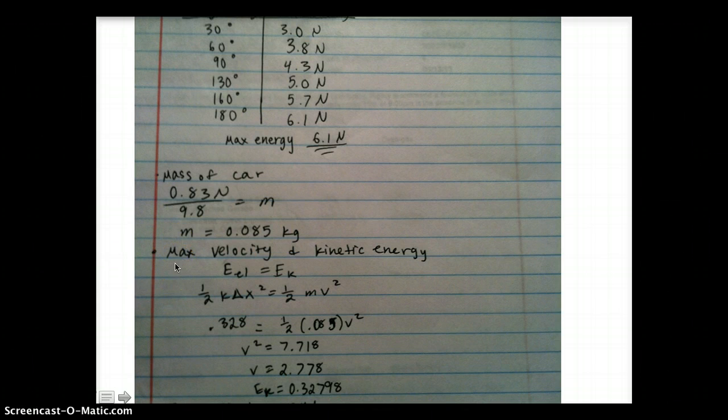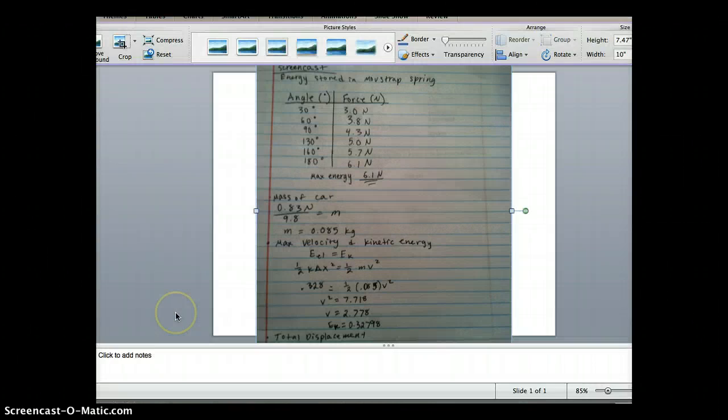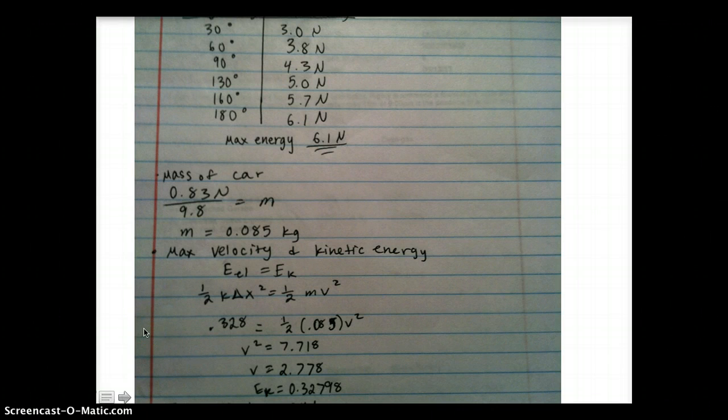Okay, and to find the max velocity and kinetic energy, I set the elastic energy equal to the kinetic energy. We know that the elastic energy equation is 1/2 k delta x squared, and the kinetic energy equation is 1/2 mass times velocity squared. The greatest elastic energy my car had was 0.328 joules. To find the kinetic energy, I put my mass as 0.085 kilograms, which we found here, times velocity squared, and I solved for v, and I got v is equal to 2.778. So that was my max velocity, and my max kinetic energy was 0.32798 joules. We know that's the max because this was the max elastic energy, so if we set it equal to the kinetic energy, that's the max kinetic energy.